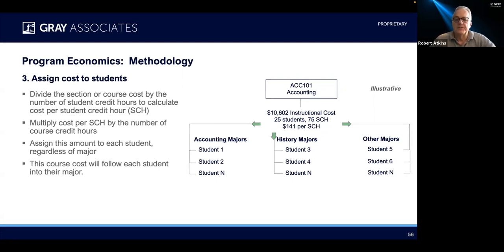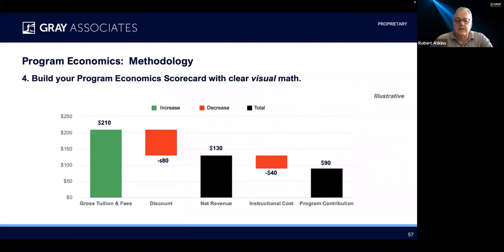When you're making program decisions, you want to look at the revenue, cost, and margin in the nursing program where that student's actually majoring. Then you can allocate all sorts.